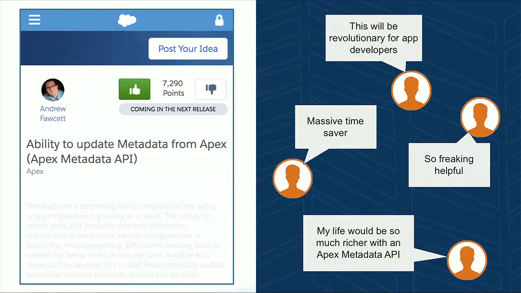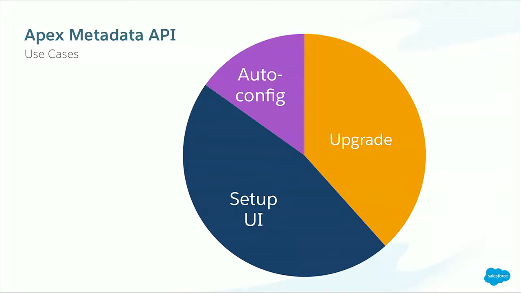So this grew out of an idea that was posted in IdeaExchange by Andy Fawcett a few years ago, and was backed up by a workaround for this that he put in GitHub. And it got a lot of traction pretty quickly. 7,000 points is a huge number of points for a developer-oriented feature. And so we picked this up and started development early in the year and got it out this spring. And have been excited to see the uptake.